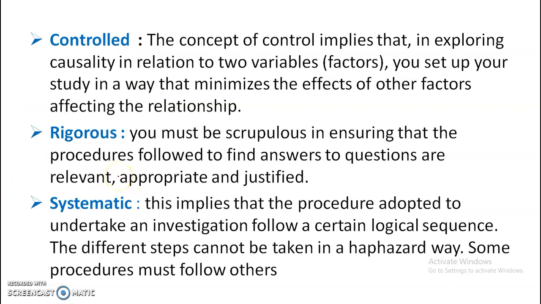Control means that in real life there are many factors that affect an outcome, right? So the concept of control implies that in exploring causality in relation to two variables or two factors, you set up your study in a way that minimizes the effects of other factors affecting the relation. So, for example, let's take the social sciences.